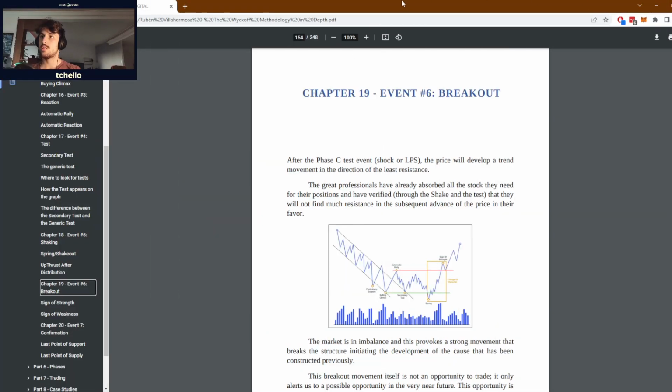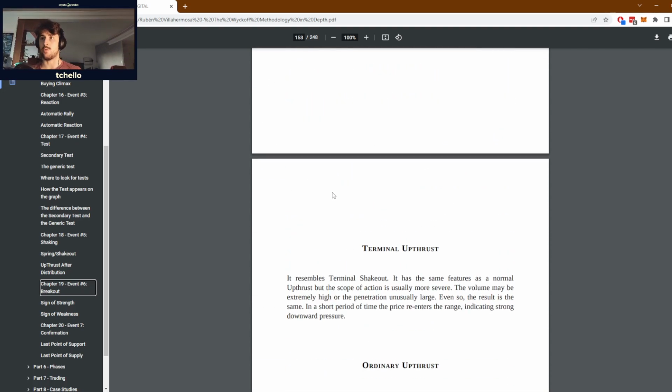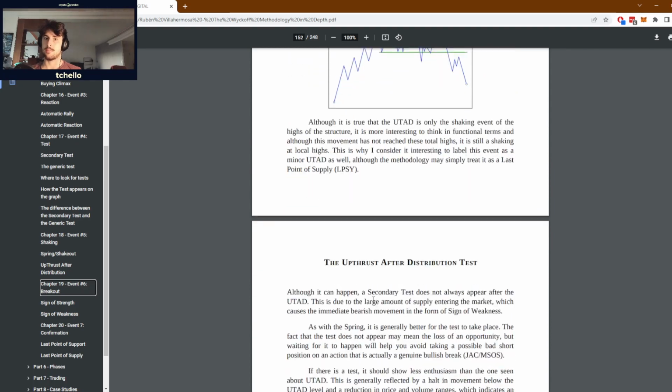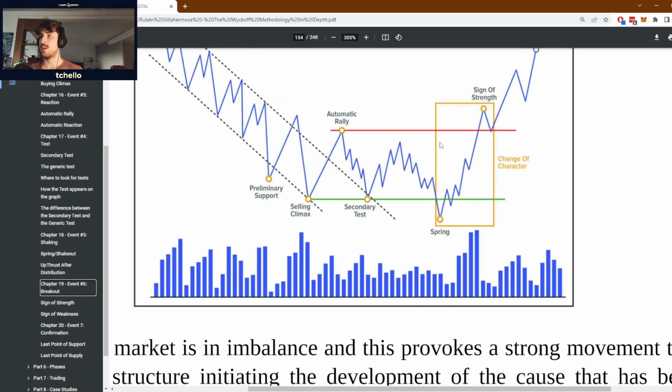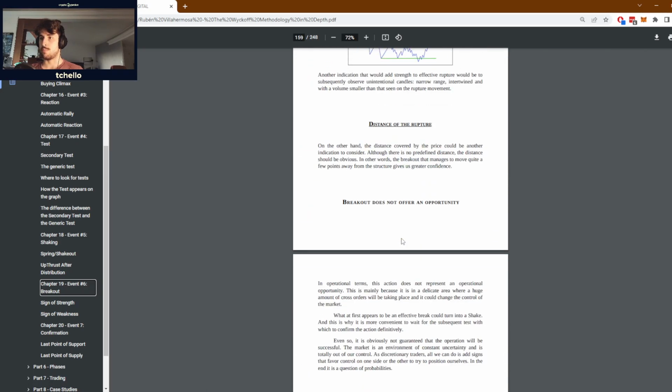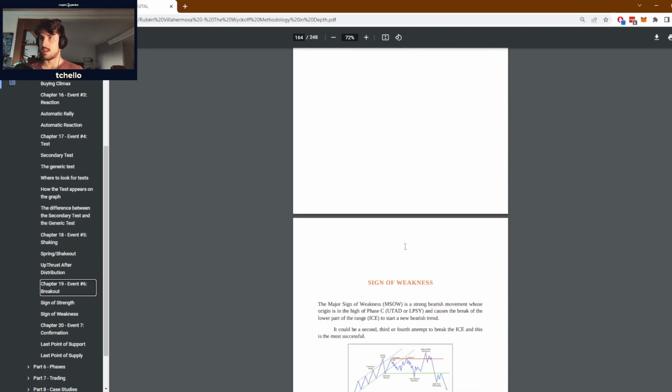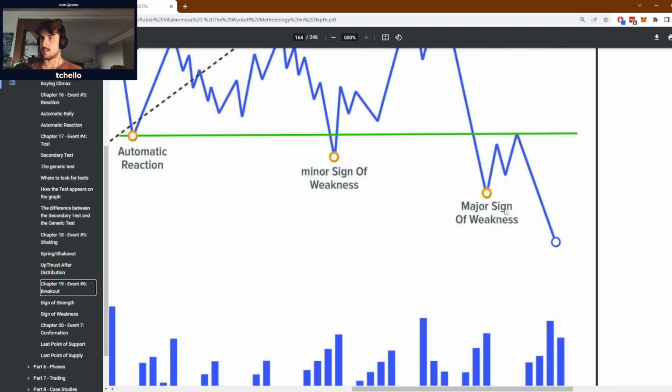Okay, so what we're gonna talk about today is the breakout event in Wyckoff theory. After we see that phase C test event, which is the spring that we looked at last week, which is basically the shaking, what we can see most of the time, if we are correctly identifying the proper structures and patterns, is a breakout, right? In an accumulation, we call that the sign of strength right here. And in a distribution, as we'll see in just a tiny bit, that is conversely the sign of weakness.